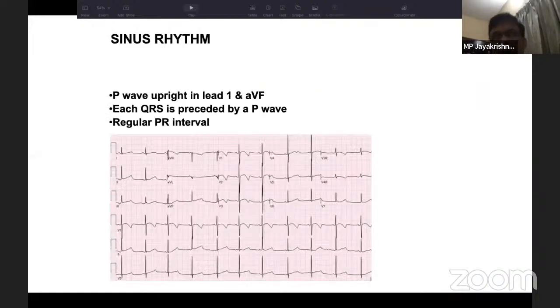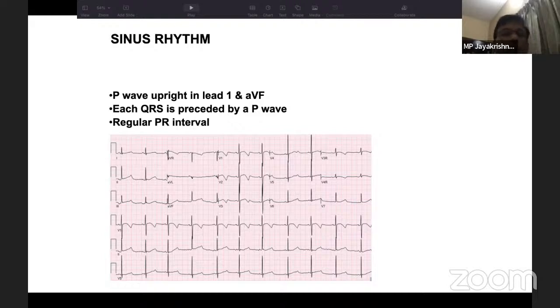So the first thing, we discussed the standardization. We talked about the voltage and the speed standardization, and then you look at the rate. We have calculated the heart rate, then you look at the rhythm. So what we are interested to know is whether the rhythm is sinus or not. By sinus rhythm, what do we mean? Whether the rhythm actually originates from the SA node or not.